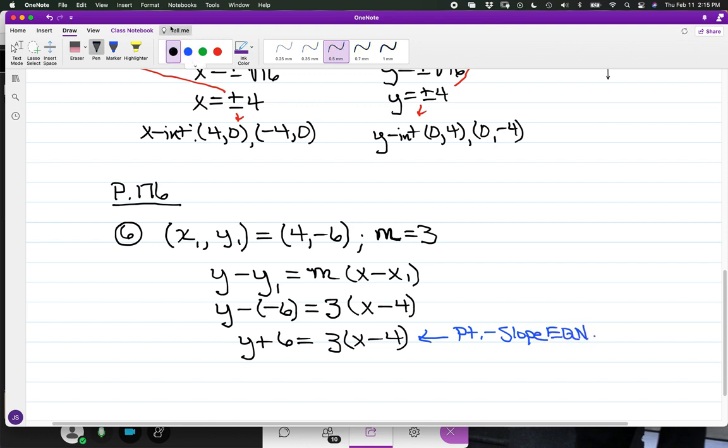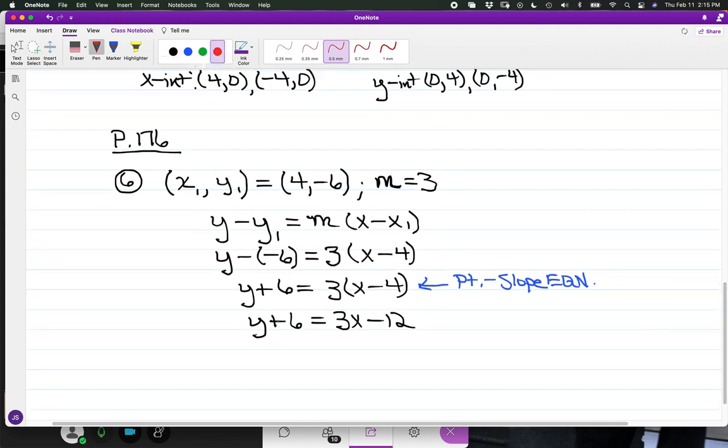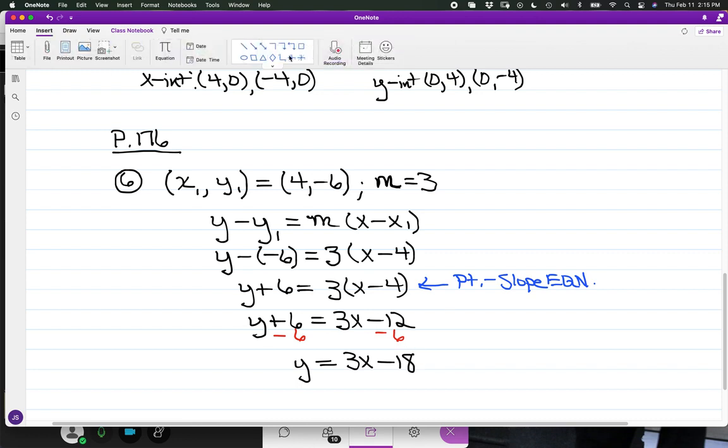Now, in looking at the slope-intercept equation, I'm going to distribute 3 over the quantity of x minus 4. So I have y plus 6 equal to 3x minus 12. And now getting the y term by itself, if I take 6 away from both sides, we're going to have y is equal to 3x minus 18. And so that is going to be the slope-intercept equation.